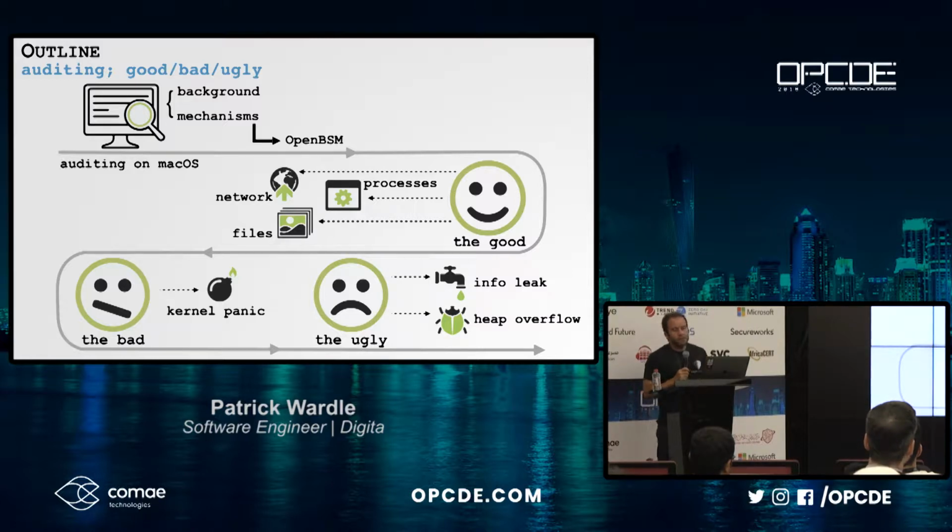We'll then dive into a built-in auditing mechanism or subsystem called Open BSM. And we'll see that this is kind of the de facto auditing mechanism on Mac. We'll then don our black hats and take a more offensive turn to talk about some vulnerabilities in the auditing subsystem. First we'll talk about a kernel panic, and then we'll end by talking about some more interesting bugs in the kernel, one being an information leak and the other being an exploitable heap overflow.